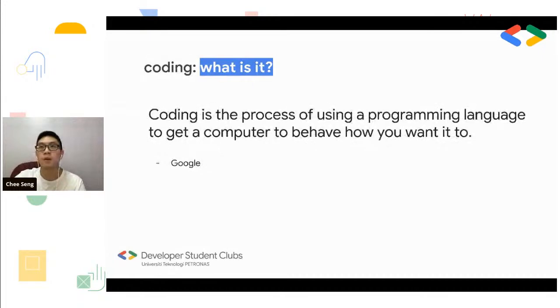Moving on to coding. So what is it? Coding is a process of using a programming language to get a computer to behave how you want it. Basically, writing instructions to tell a machine what to do now, next, and later. So it's writing instructions.